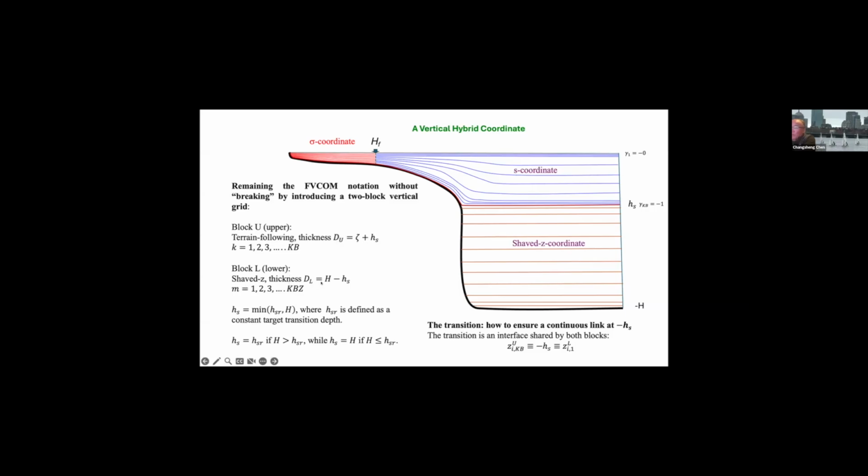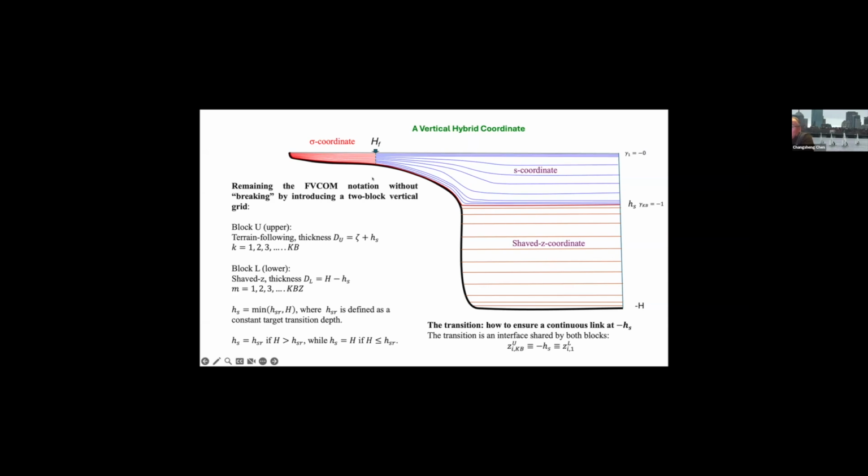So they're defined by that's the total depth, H, then minus the small HS over here. So we call this deep region. In the deep region, we use the ship Z coordinate, right? So then user can be easily defined.